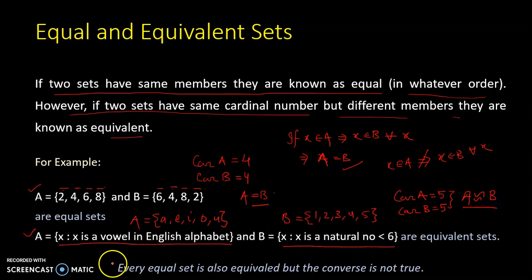So what we can say is, you think about it, every equal set is also equivalent. Let me correct it, equivalent. But the converse is not true. Think about this statement and you can easily find it justifiable.